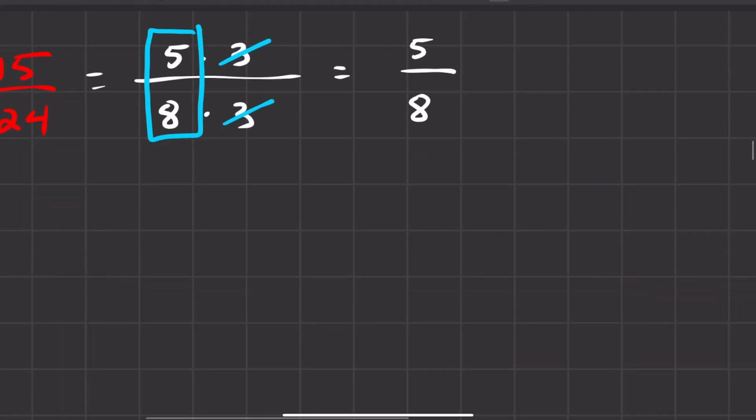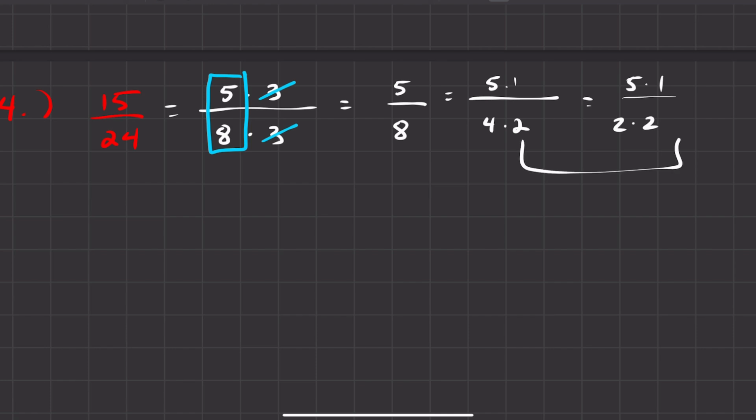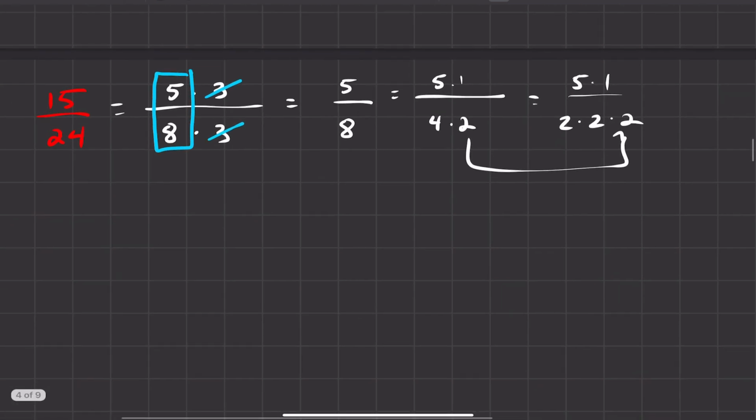Is this simplified? Well, let's see. 5, I'm going to do the same thing. So 5 times 1 is 5, and then 8 can be broken into, like, 4 times 2, which I can keep on going. This 4, I can break that apart. It's 2 times 2 times 2.